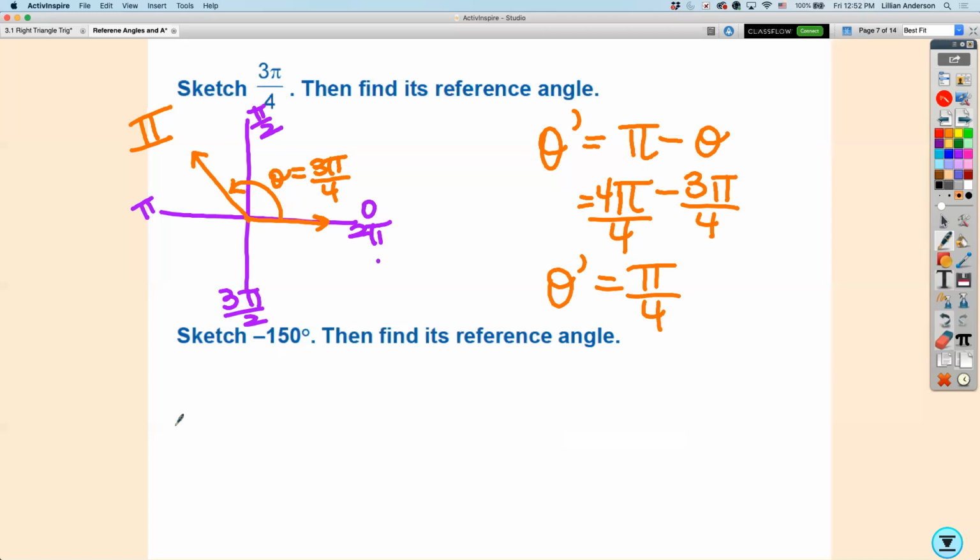Let's look at this one. This one's negative, so I'm going what direction? Clockwise. Good job.